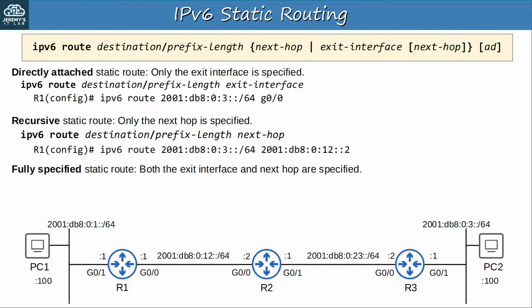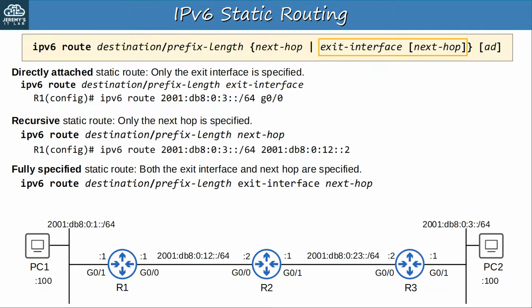Okay, the next type of static route is the fully specified static route, when both the exit interface and next hop are specified. So the command is like this. For example, to reach that same network from R1, we could enter the command like this. Okay, try to remember these three kinds of static routes. And remember that these are the same for both IPv4 and IPv6. I didn't specifically mention these types in the IPv4 static routing video, but you can have directly attached, recursive, and fully specified IPv4 static routes too.